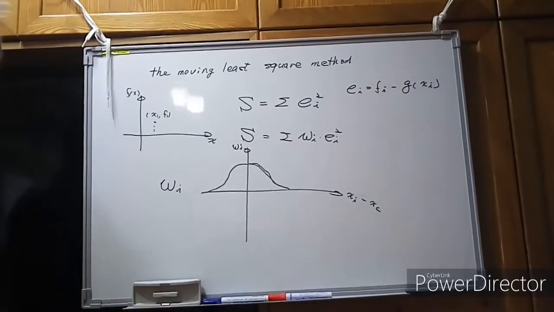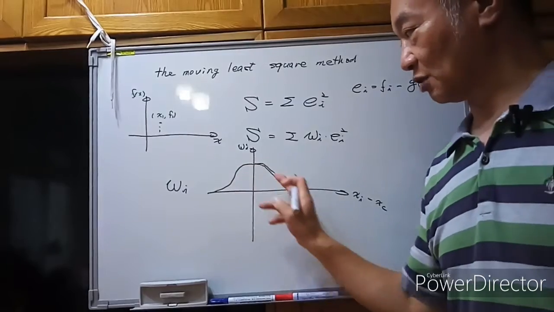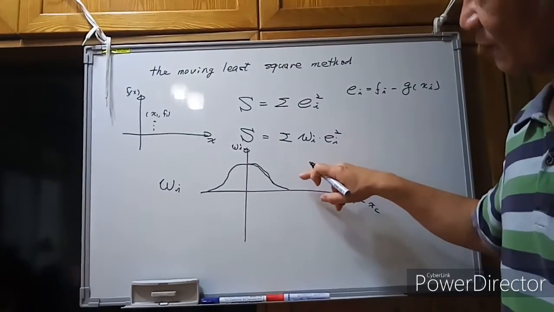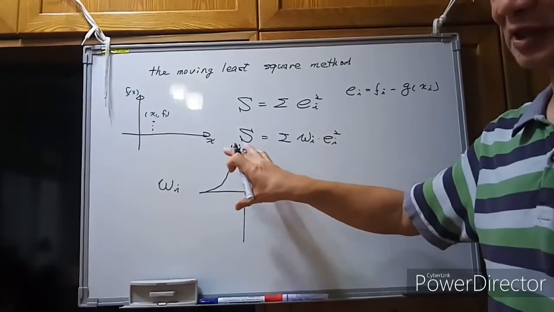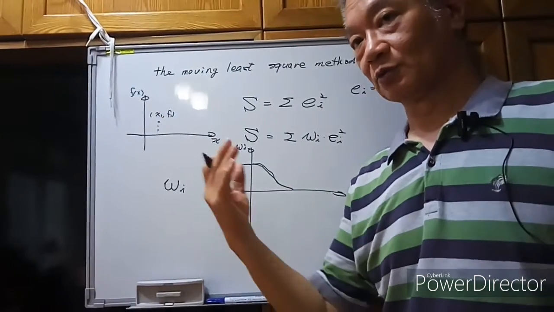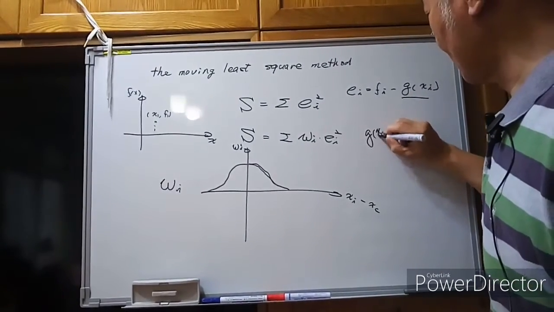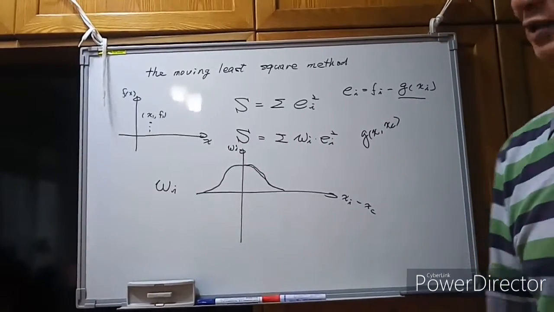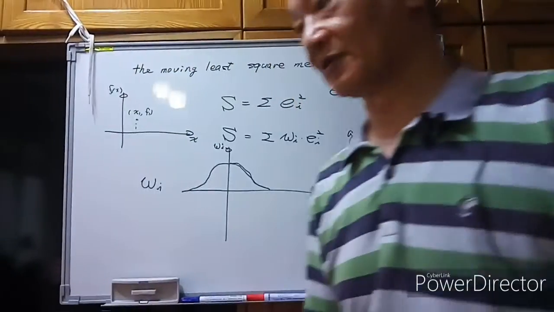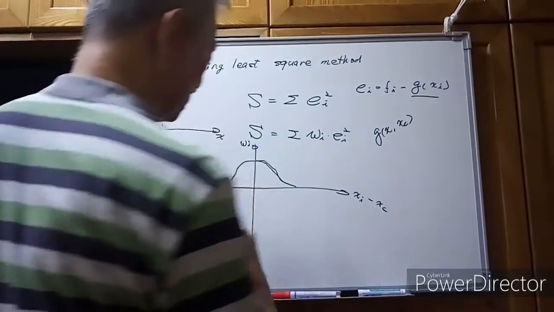Most of the time we like to use bell shaped weight functions. With the application of the weight functions, we can get a zoom in and zoom out effect. The zoom in means for any point, since the center point can be moved in the entire domain, for different center points we will get a different set of g of x functions. So g of x is also a function of the center point, and for different center points we will get different approximate functions.